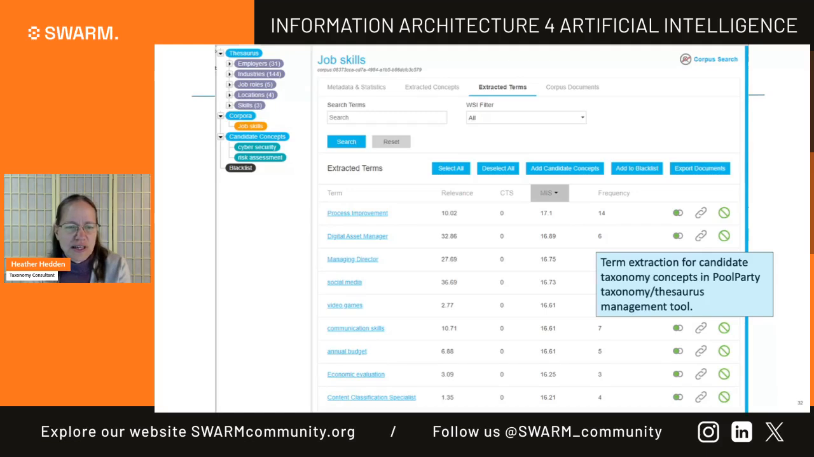So here we see a list of terms based on a corpus of content that are CVs or resumes, just to look at what the keywords and the phrases are. So we get terms here like process improvement, digital asset manager, ranked by relevance, content term score, mutual information score. That's when two words co-occur together. And then you can decide, should I add these to the taxonomy?